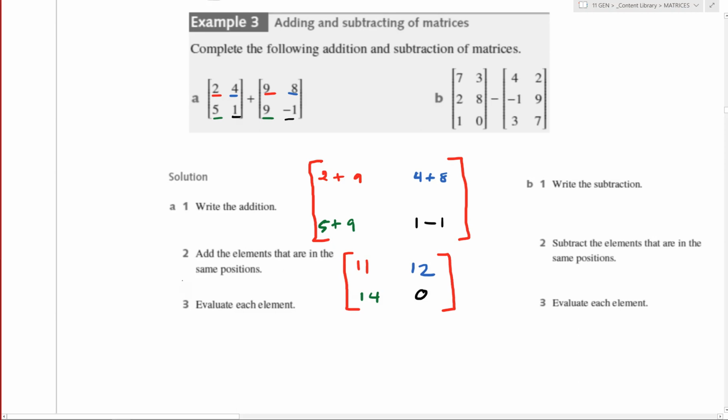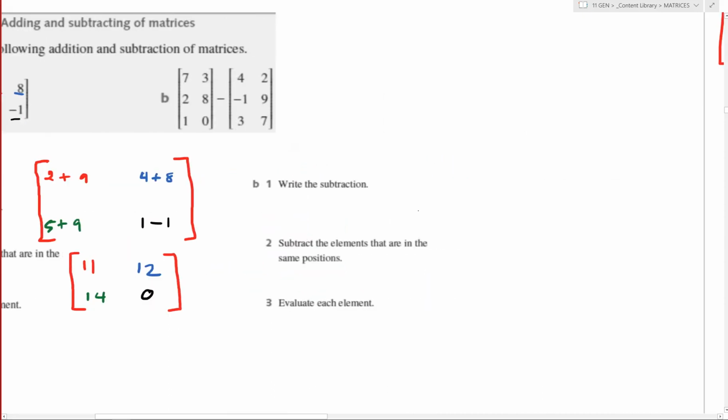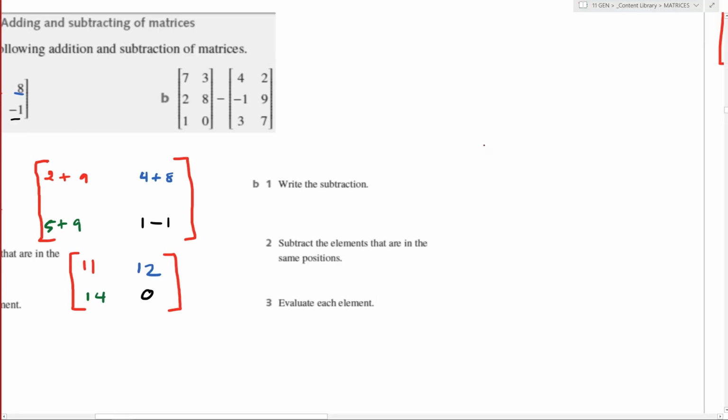Oh, I've kind of skipped. I think I skipped question 1. It says write the addition. I've already written it. It's already up there. Okay, let's do another one for B, the one right there. Always write your matrix first. So we'll do that. This just helps you to actually visualize what you're doing here.